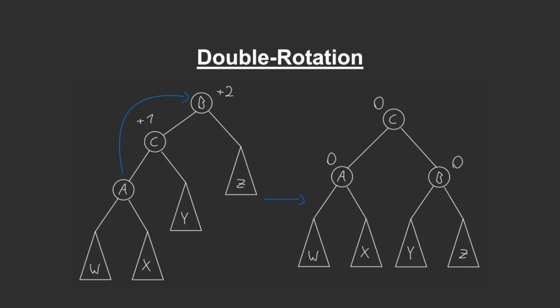We'd have the right-left case if A was the right child, and it's also exactly the same, only that we first have to perform a right rotation and then a left rotation.